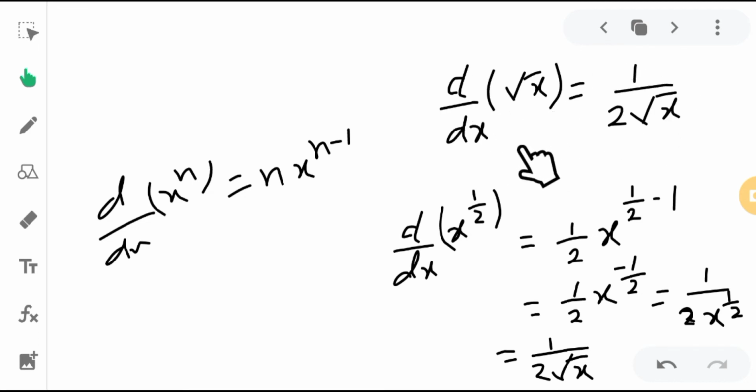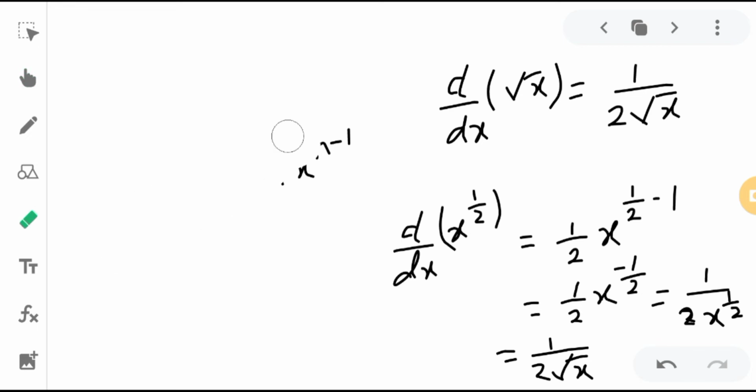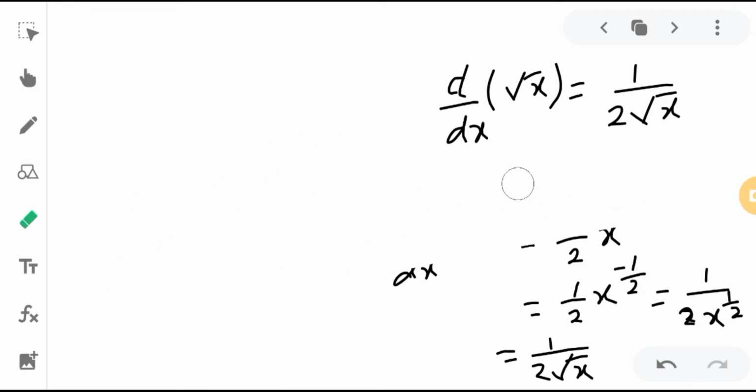But in every question we cannot spend this much time. We don't have that much time in our examination center. So I will remember this as a formula, that the derivative of root x is nothing but 1 upon 2 root x. This will save our time. I think you understood, so now I will come back to our question.